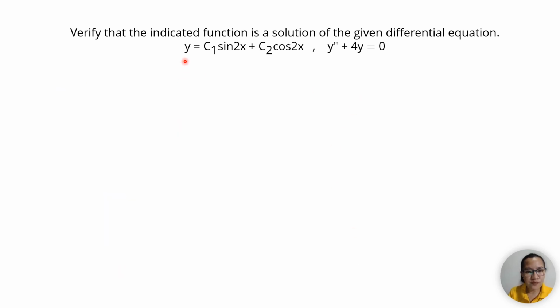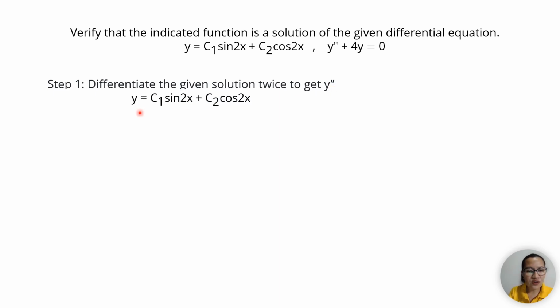Another example, we want to prove here that the relation y equals c sub 1 sine 2x plus c sub 2 cosine 2x is a solution to y double prime plus 4y equals 0. So as you can see here, we have y double prime and we have y. We just have y here, but we need y double prime, which means that we have to differentiate the given solution twice to get y double prime.